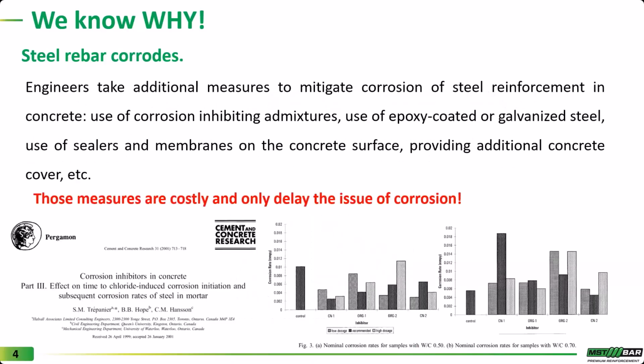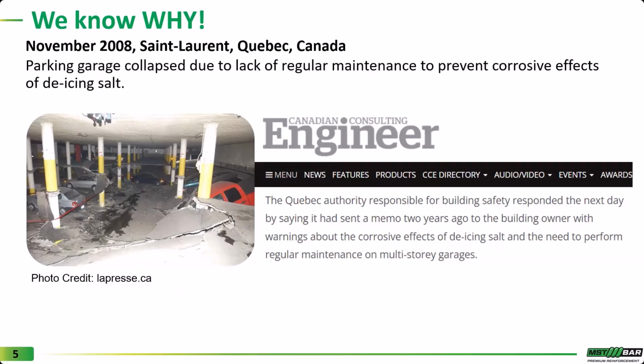Engineers obviously are aware of the issue of corrosion. They take additional measures to mitigate corrosion of steel reinforcement in steel reinforced concrete structures. And those measures include the use of corrosion inhibitor admixtures, use of alternative reinforcing materials such as epoxy-coated galvanized steel or stainless steel rebar, use of sealer and membrane on concrete surface, or providing additional cover, and so on and so forth. It is, however, very important to know that those measures are, first of all, costly. They will add to the initial cost of the project, and they can only delay the issue of corrosion. They will not eliminate the issue of corrosion.